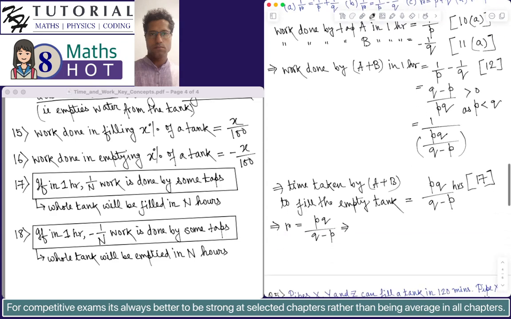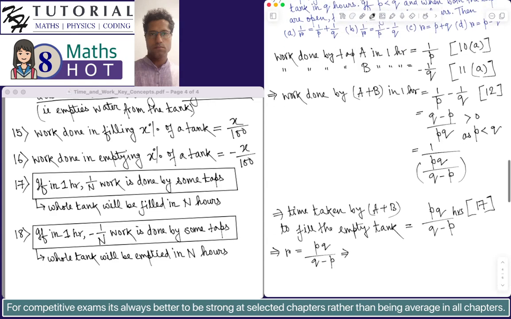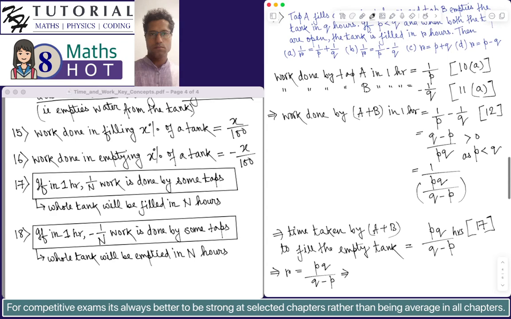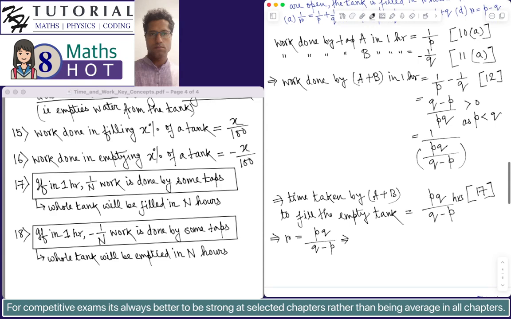Okay, so definitely choice C and D are not correct, they are false. The correct choice should be B, because we can see 1 by R equals 1 by P minus 1 by Q. So we have R is equal to PQ by Q minus P.